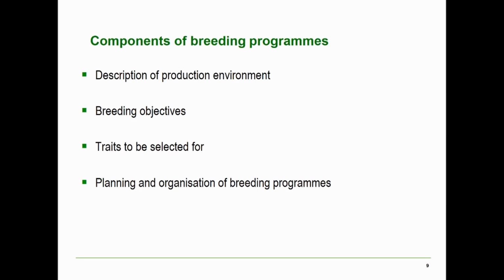First, we need to describe the production environment. We need to know where we are going. Then we need to set the breeding objectives. We need to see what traits we are selecting for, and then we need to do the planning and the organization of the breeding programs themselves.